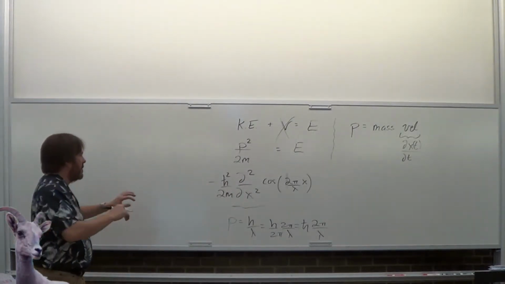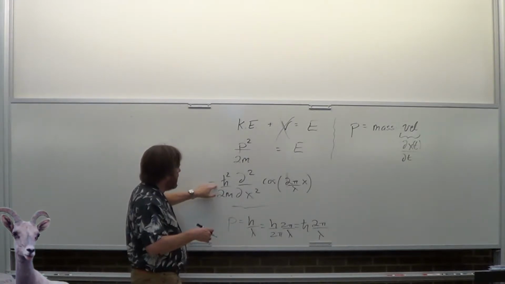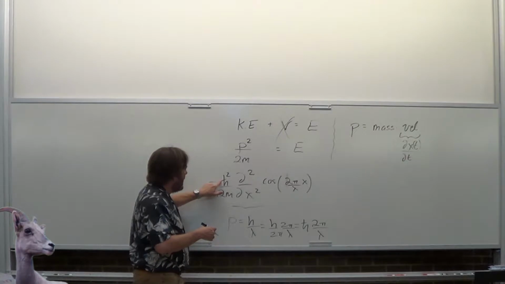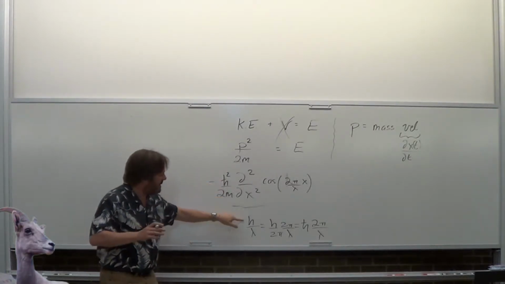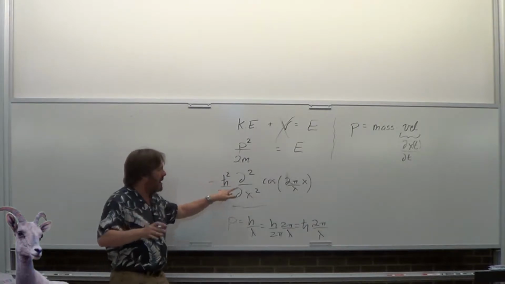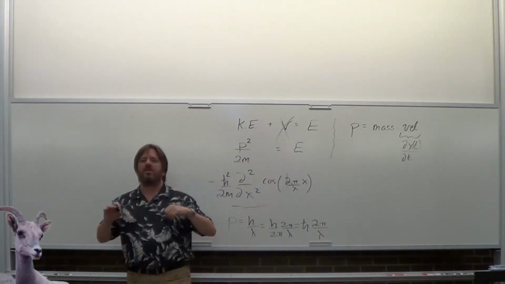So again, let me summarize. The 1 over 2m is there. The minus h bar squared satisfies the de Broglie relationship. And you never really see Planck's constant in quantum mechanics. You always see an h bar. And the reason is, it's a silly reason, that all the wave functions have 2 pi in them.